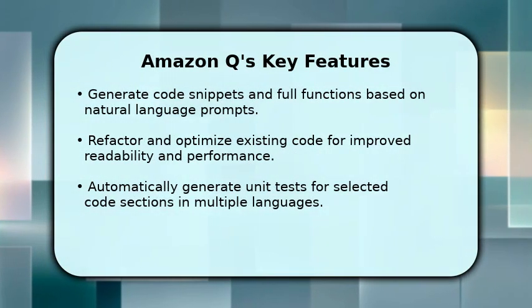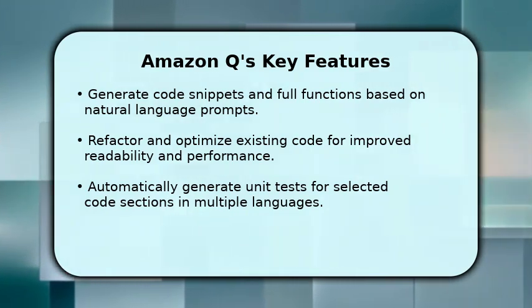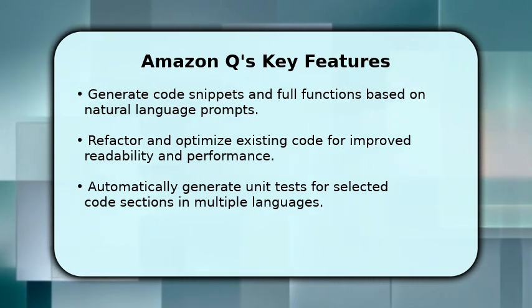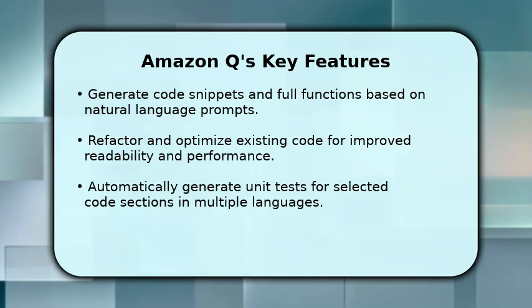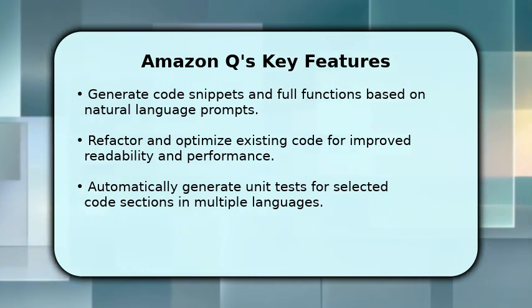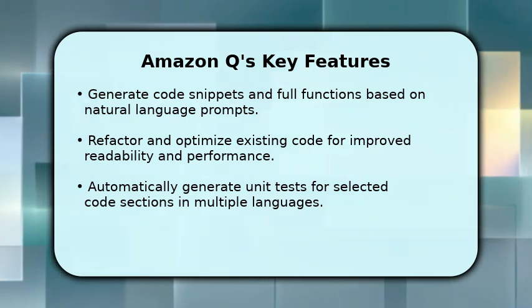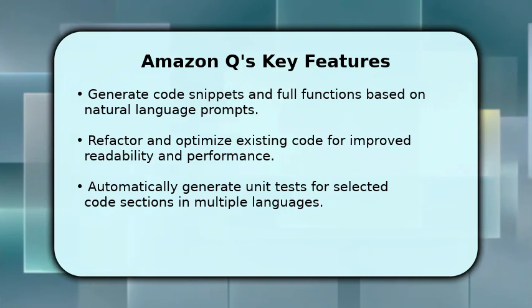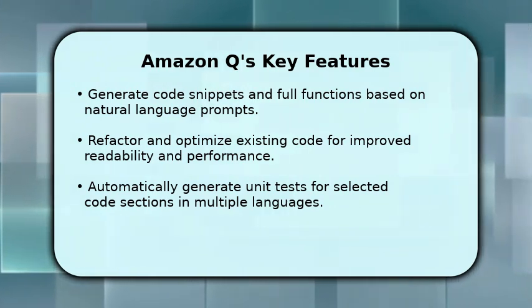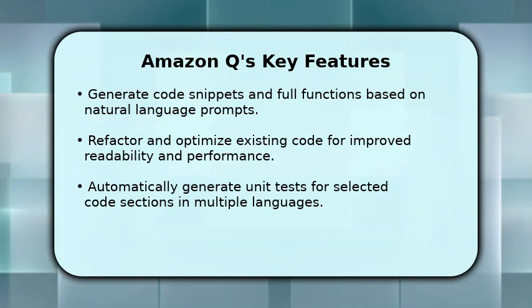Amazon Q offers a robust set of features to boost your productivity. It can generate code ranging from small snippets to entire functions, understanding your intent from natural language. Beyond creation, it helps you refactor and optimize existing code, enhancing its readability and performance. A significant time saver is its ability to automatically generate unit tests for your code, supporting over 15 programming languages.